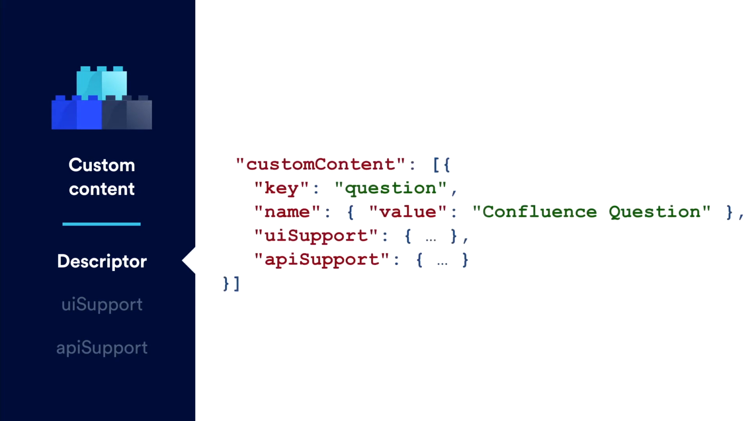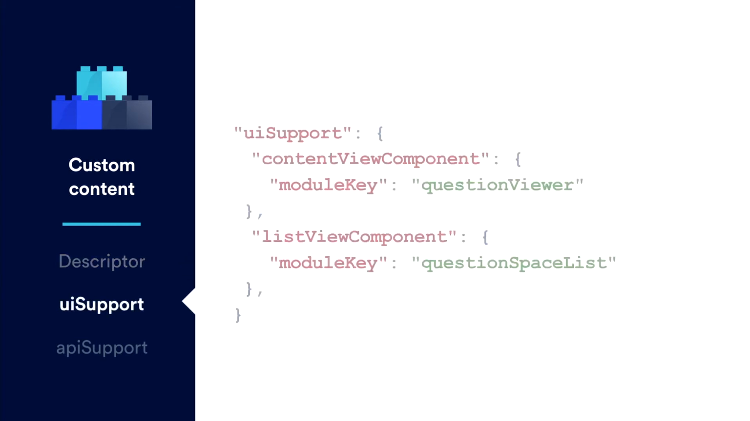And then the next module to be defined is the Custom Content module. And so this is named Confluence Question, and you'll notice that you have here UI support and API support. So the default content types, as I mentioned before, have the native experience, but of course you're able to define your own UI. So within the UI support, you can define the user interface that you want to be using. Here it's been named as Question Viewer, and you'll also see that included here is the list view of questions, which is named Questions Space List.